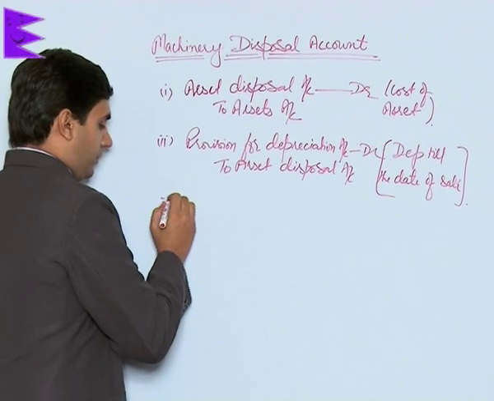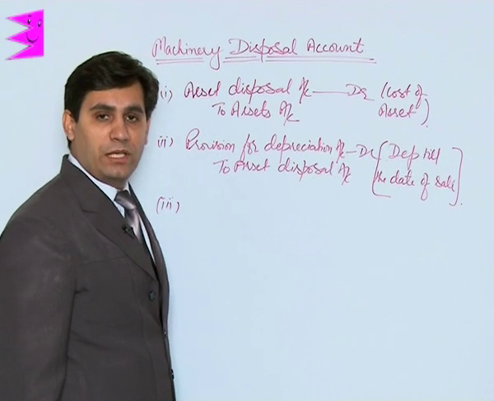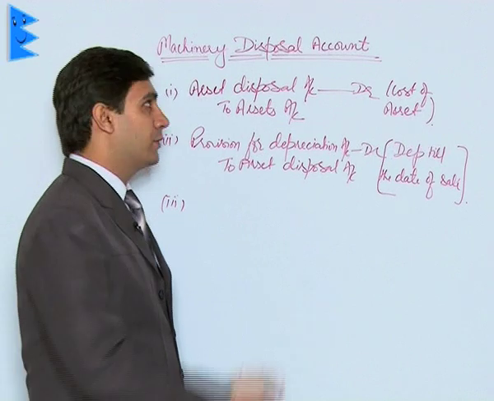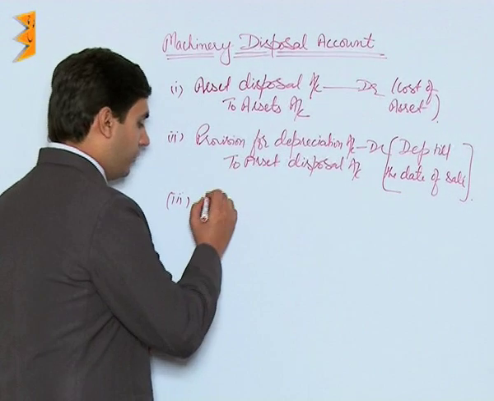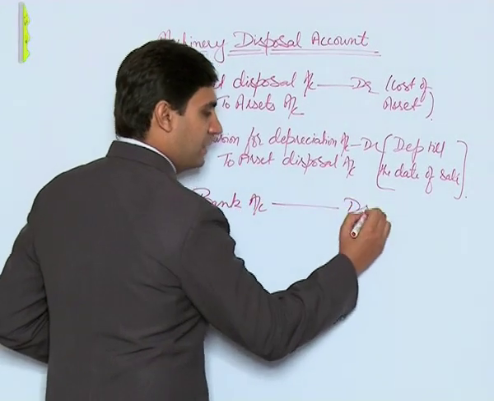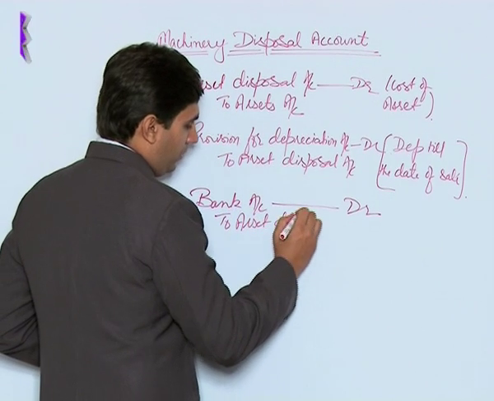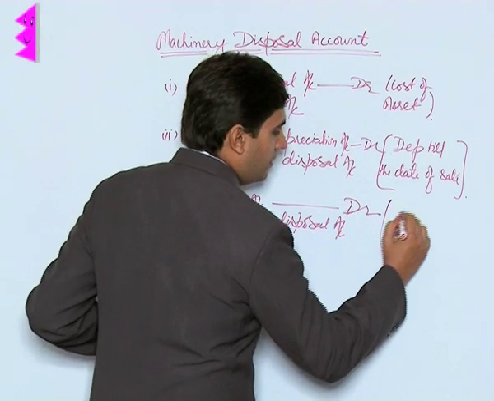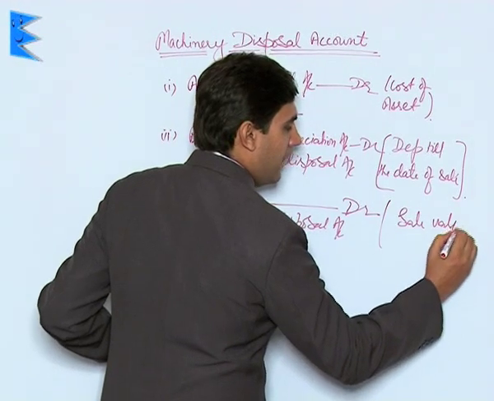Now students, once the balance and the depreciation has been transferred to asset disposal account, then every entry related to sale would be passed through asset disposal account. That means when the asset is sold, entry would be bank account debited as we are receiving the money to asset disposal account. This is sale value of that particular asset.